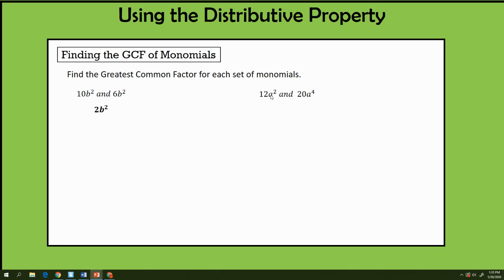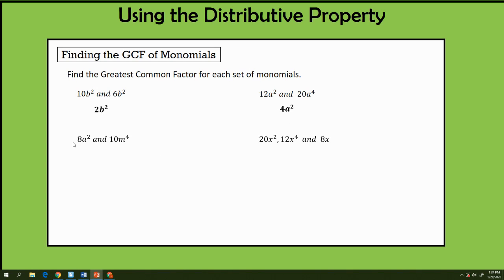And now you move to the variables. Well, they both have a's in them. This is a squared, this is a to the fourth. I got to take out the most that they have in common, which is a squared. There's two a's here, there's four a's there, so they both have at least two a's in them. So that's the most I can take out. So the GCF here is going to be 4a squared. And you'll see how this fits together in a second.